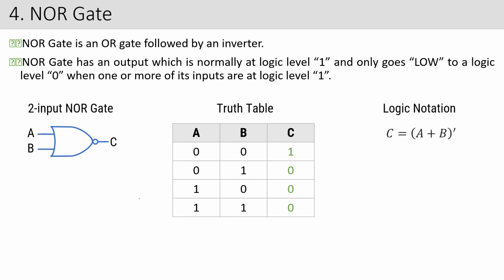See here in this line I have mentioned: normally the NOR gate has an output which is at logic level 1, and it only goes low to a logic level 0 when one or more of its inputs are at logic level 1. So if one or more inputs are at logic level 1, then what will happen? The output goes to 0. See 0 1, 1 0 and 1 1. So 1 1 means both the inputs are high, and you are not going to get any output.